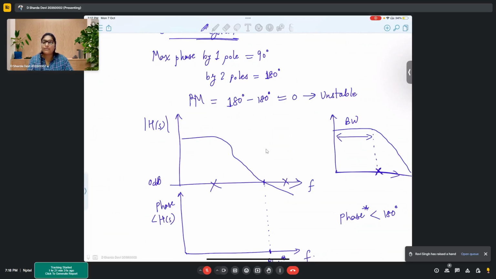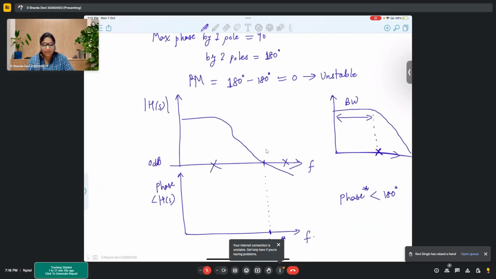But in that case, let's say, we are reducing the bandwidth. So is there a trade-off between bandwidth and stability, if the dominant pole is very far apart from the crossover frequency? No, there is no direct relation as such. But see, if you don't have any pole before the crossover frequency, then how would the crossover happen? That is not possible, right?